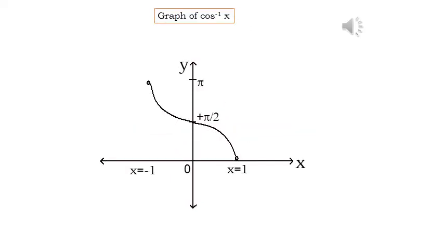This is the graph of cos inverse x. Looking at the graph, the domain of cos inverse x is the closed interval minus 1 to 1, but the range is the closed interval 0 to pi radians. So this is the cos inverse graph.